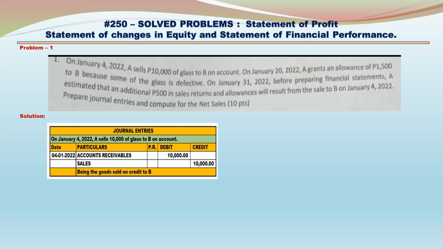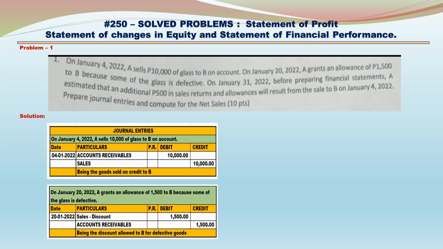Solution: journal entries. On January 4, 2022, A sells 10,000 of glass to B on account. Journal entry. Date: 4th January 2022. Accounts receivable debit 10,000 to sales 10,000 credit, being the goods sold on credit to B.